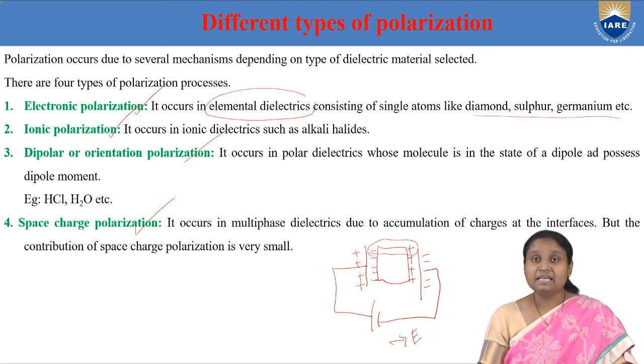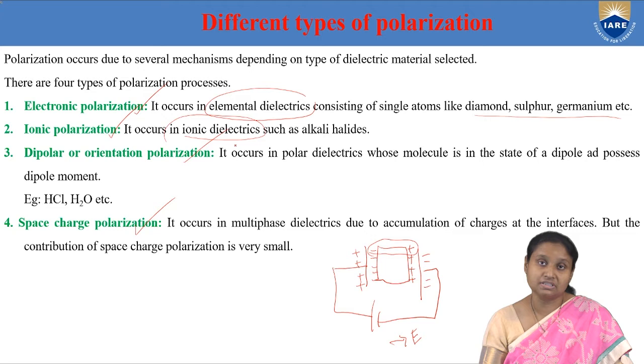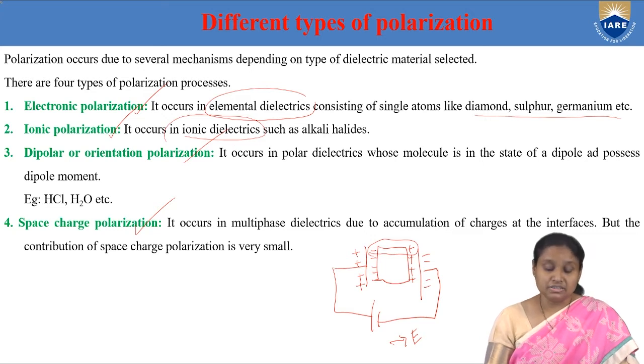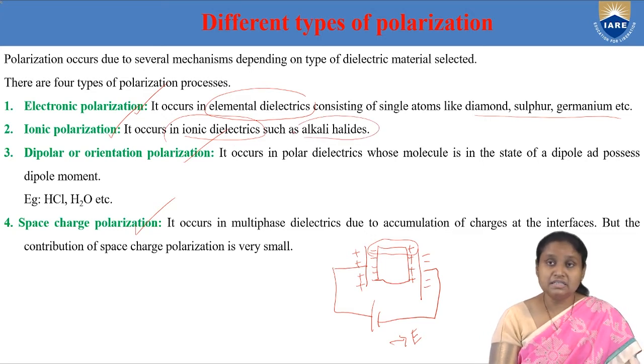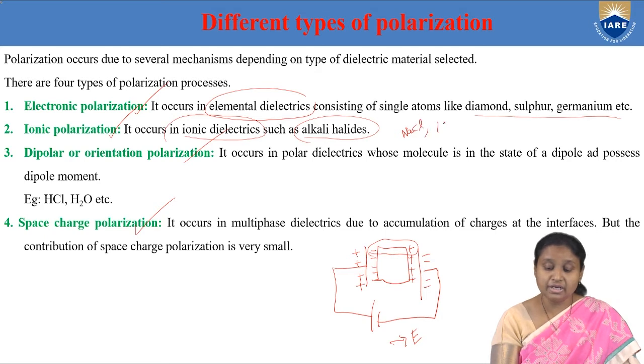Then coming to the second type of polarization, we have ionic polarization. As you can see, this type of polarization occurs in ionic dielectrics. So what are ionic dielectrics? Generally, alkali halides are called ionic dielectrics. Some examples are alkali halides like sodium chloride, potassium chloride, potassium iodide, or sodium bromide.